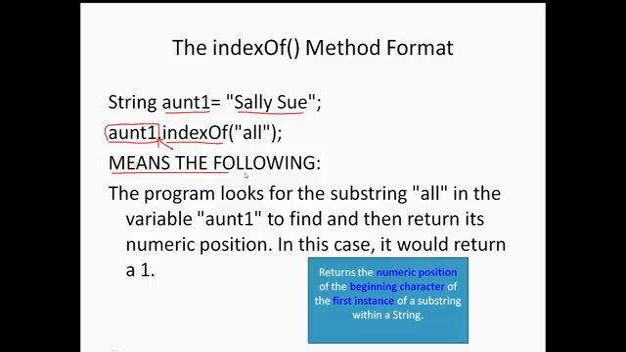So what this means is it is looking for the substring all in the variable ant1. It's going to find it, and then it's going to return its numeric position. In this case, it would return a 1 because here's all, and it's looking for the beginning character of the substring, and it goes 0, 1. So it would return a 1. So it returns the numeric position of the beginning character of the first instance of a substring. So the beginning character and first instance are really critical issues.